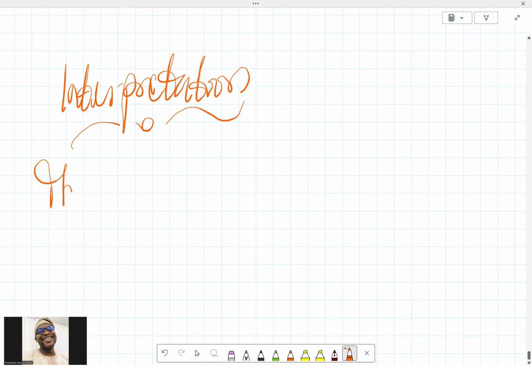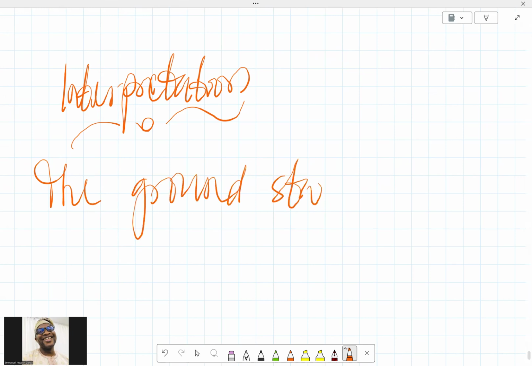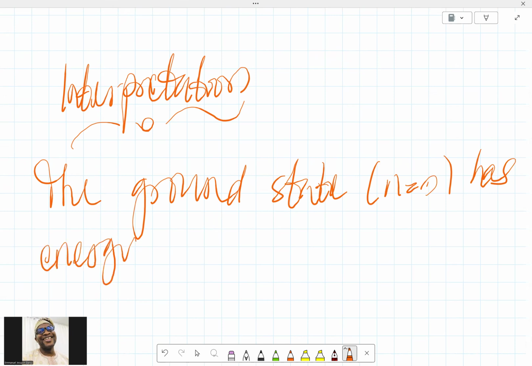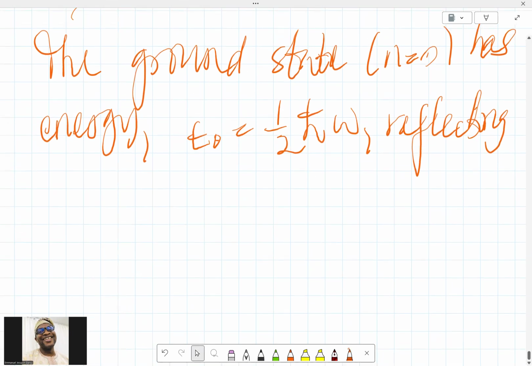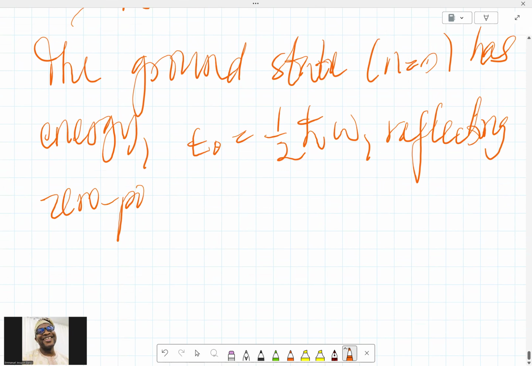Interpretation: the ground state, we're talking about particle energy, all of that in quantum mechanics. The ground state, which is n equals 0, has energy E naught equals 1 over 2 h bar omega, reflecting zero point energy.